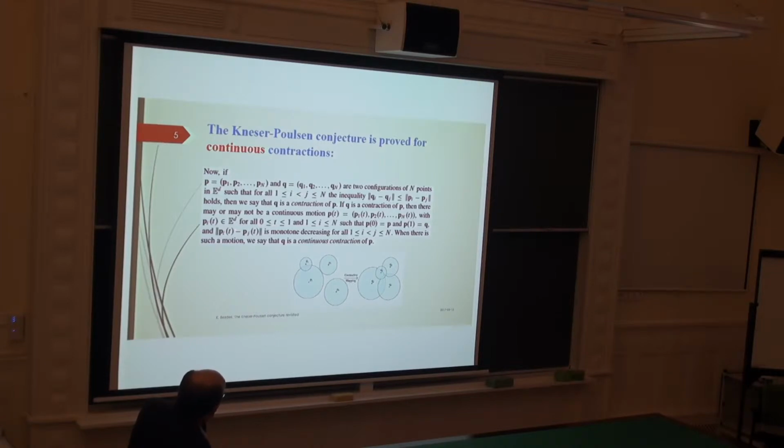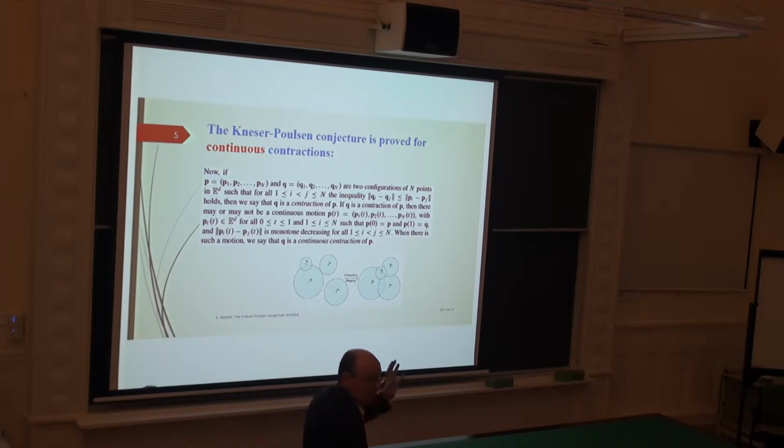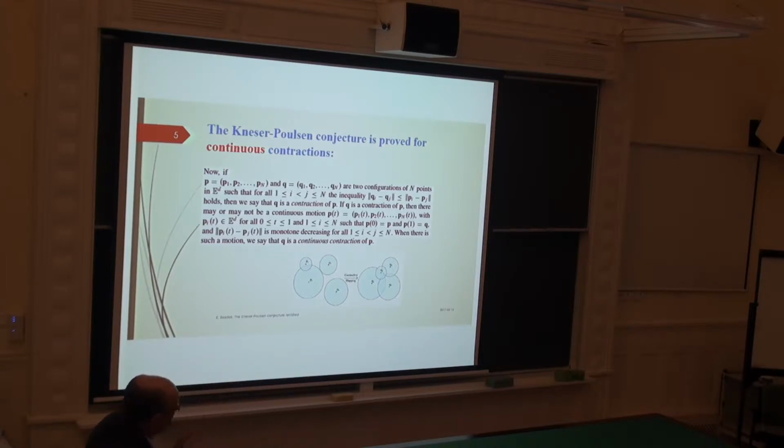when we look at the distance between p_i and p_j, this distance is monotone decreasing over the interval [0, 1]. So we just normalize the interval to [0, 1]. So if this holds for all i and j, then we say that the contraction, which is represented by this continuous map P(t), is a continuous contraction. Okay, then it's not hard to see that not every contraction can be obtained as a continuous contraction.